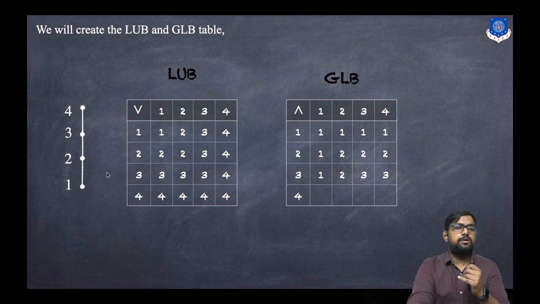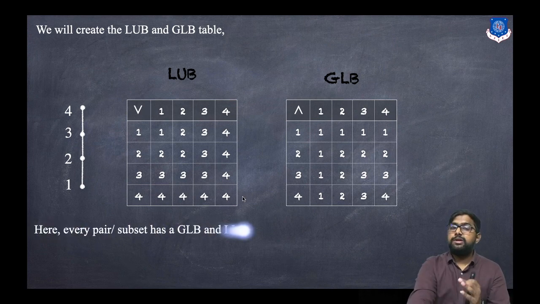Then next 4. Now 4 and 1: in 1, 4 it was 1, so it will be 1. Now 4, 2: in 2, 4 it was 2. Then 4, 3: in 3, 4 it was 3. And 4, 4, as it is the same point, it will be 4. Fine. So this is how you can find the GLB table.